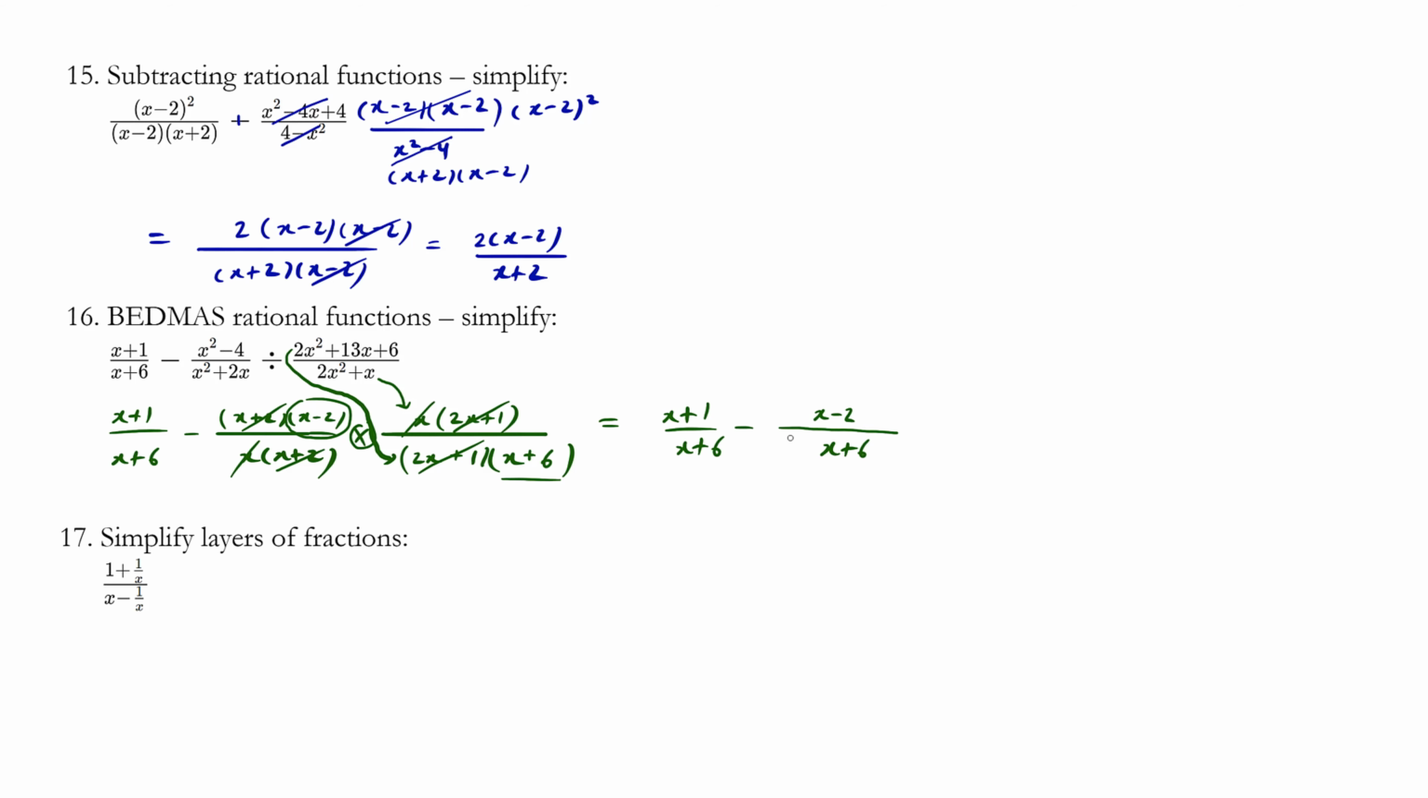Okay, so notice how we have a same common denominator. You could put some brackets here so you're not confused. So x plus 6 is a common denominator, and we're simply subtracting. X take away x is nothing. 1 minus negative 2 becomes 1 plus 2, which is 3.